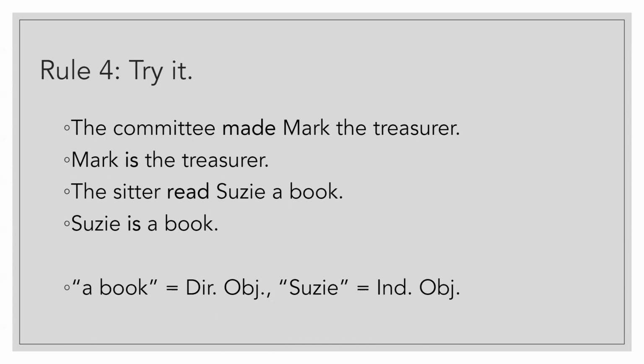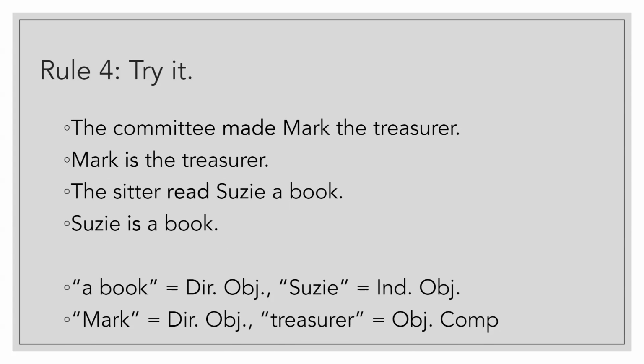Okay. So because Susie is most definitely not a book, we've got a case of direct object and indirect object, two objects. But Mark is the treasurer, right? That's the same thing. So we've got a case of direct object and object complement.